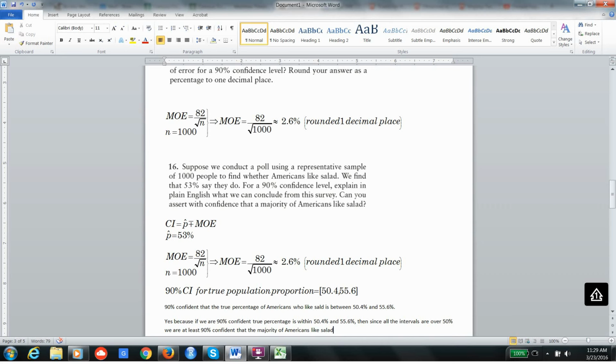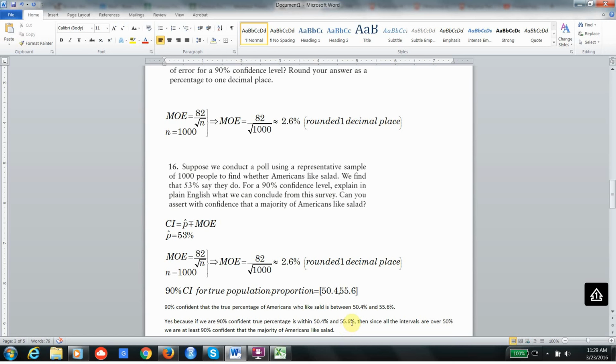And I say at least because notice that the true population proportion could actually be above. There are values up here, and it's possible there's a 10% chance the value lies outside this interval, so we actually could lie above. So we're actually more than 90% confident that the true value is above 50%.